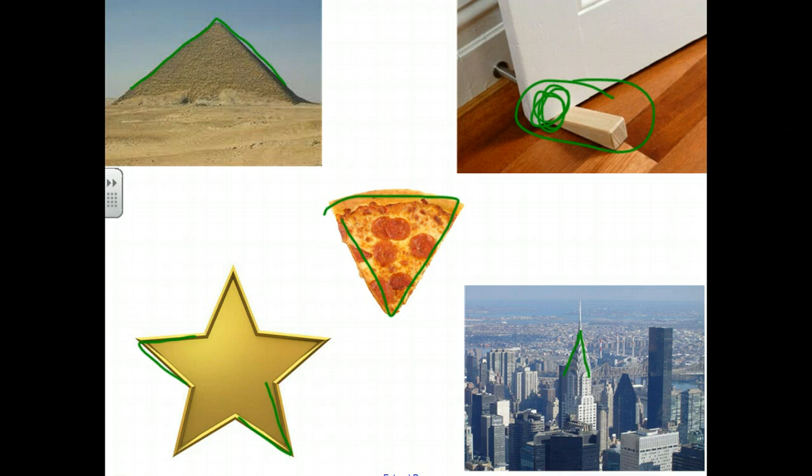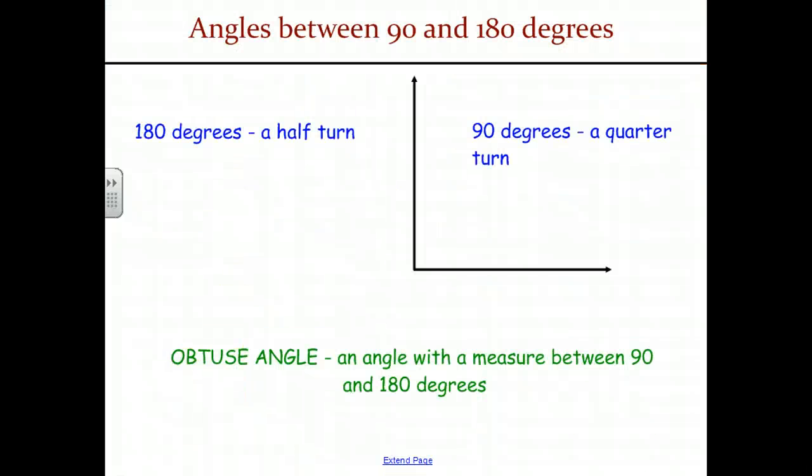On the other hand, we have angles that could be greater than 90 degrees, but not quite a straight angle. And so for this, we call them obtuse angles. Angles between 180 degrees and 90 degrees. So here we have acute angles below 90 degrees. Above 90 degrees and up to a straight angle, we have what are called obtuse angles.